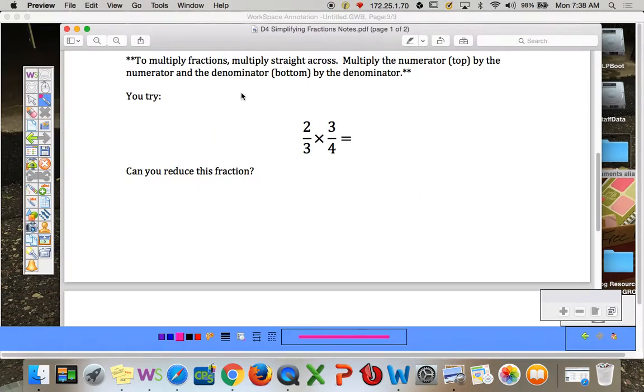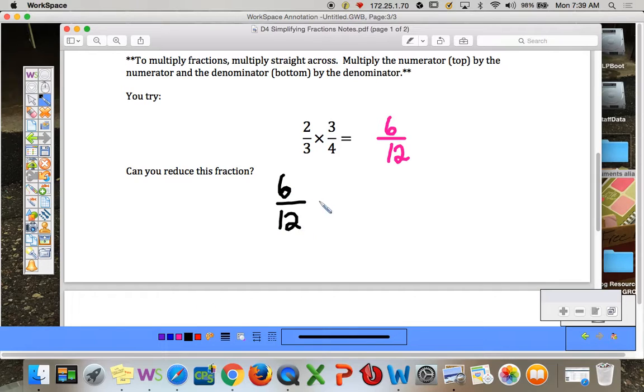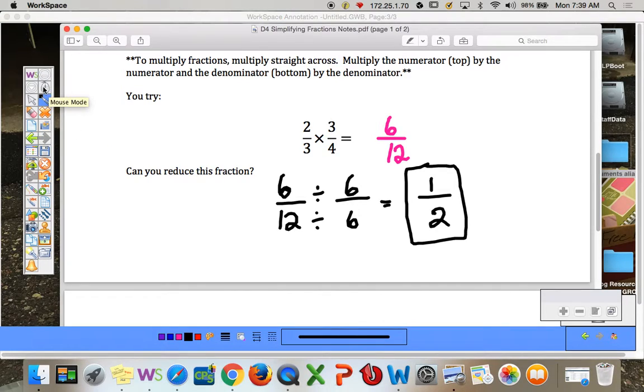All right, so multiply the top times the top, the numerator times the numerator. We're going to get 2 times 3 is 6. 3 times 4 is 12. Can you reduce this fraction? Well, we can divide 6 and 12 each by 6. 6 divided by 6 is 1. 12 divided by 6 is 2. So 6 over 12 is the same as 1/2.